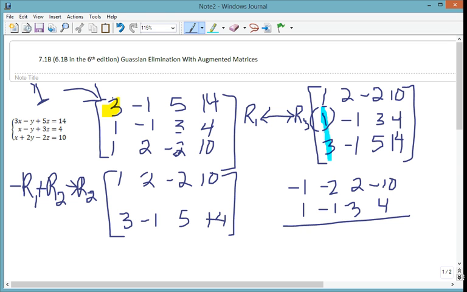So -1 plus 1 is 0. -2 and -1 is -3. 2 plus 3 is 5. -10 plus 4 is -6. And that's what goes in row 2.